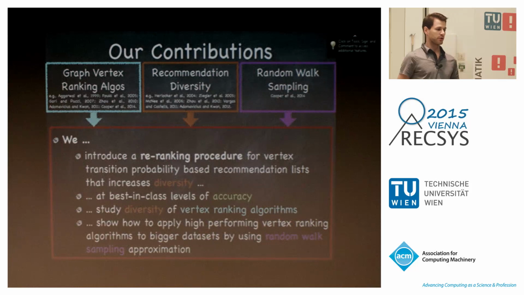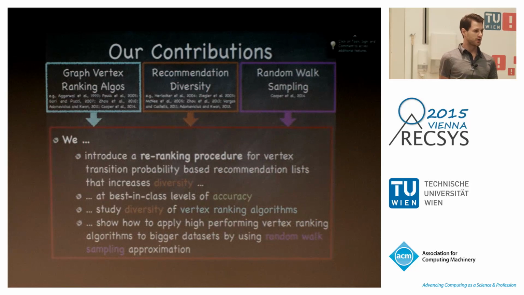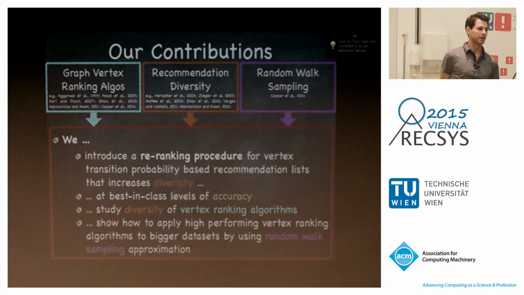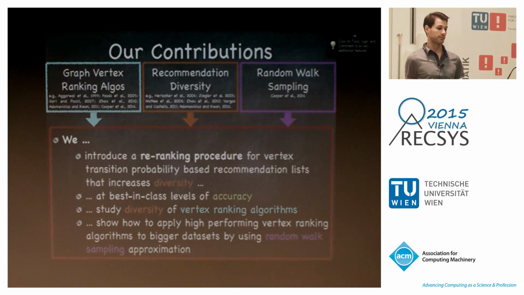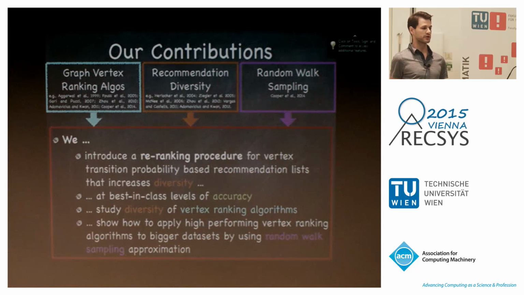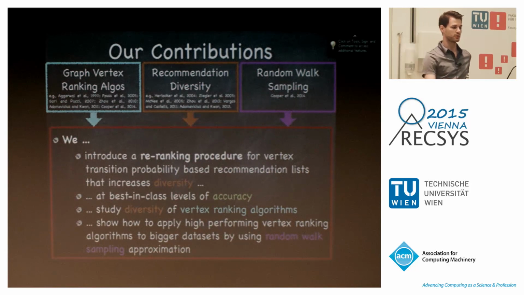We also study the diversity performance of other vertex ranking algorithms, as something that hasn't been done before, as far as we know. We also show how we can apply the best-performing vertex ranking algorithms to bigger data sets by using this random walk sampling approximation of Cooper and colleagues.